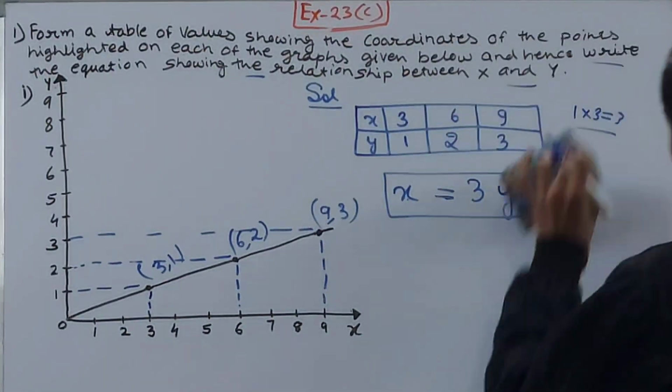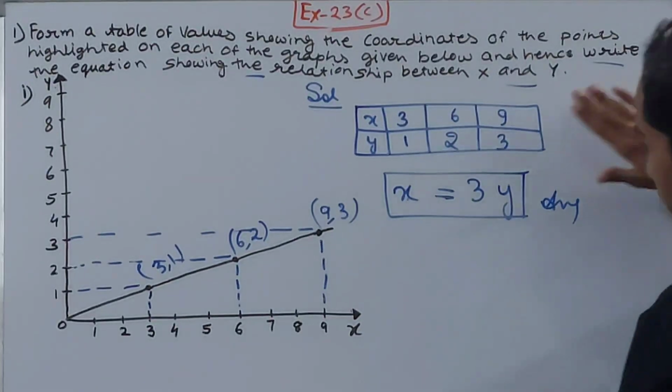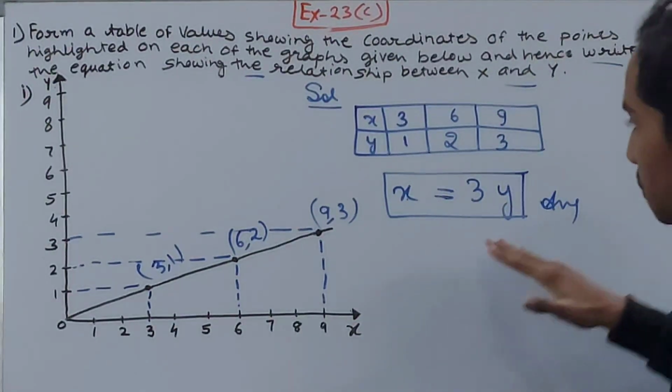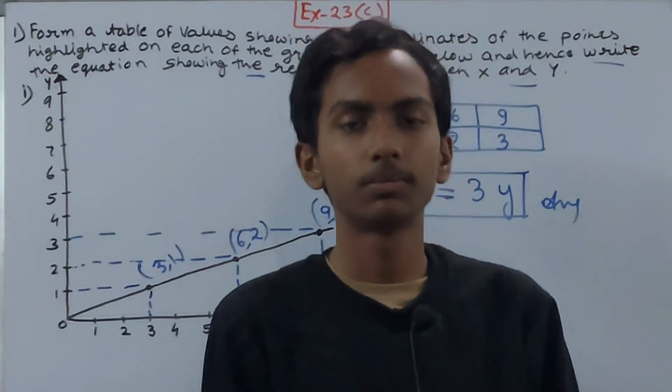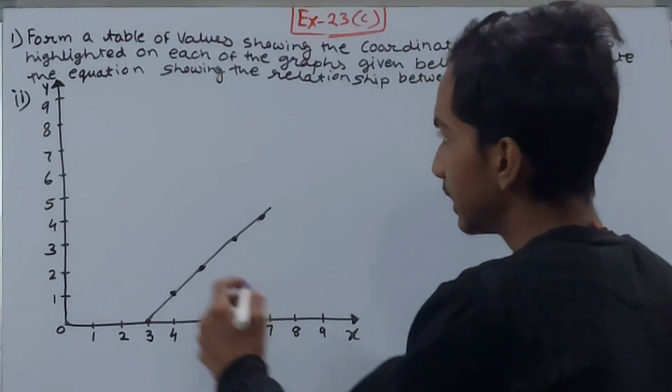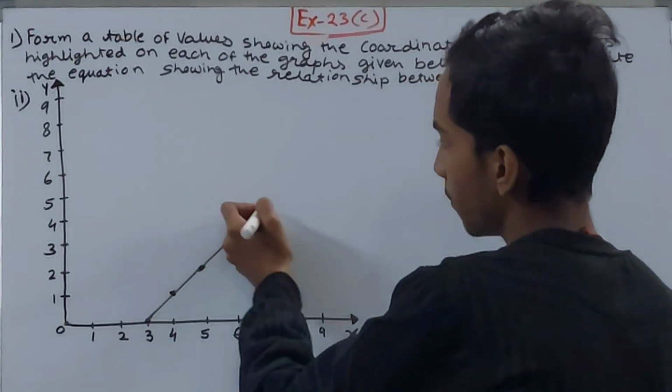So this is the solution. This is the table of values. This is the equation which is being represented in this graph. Let's move on to the next part now. Take a look at the next graph. This is the second part, and you have this type of graph.